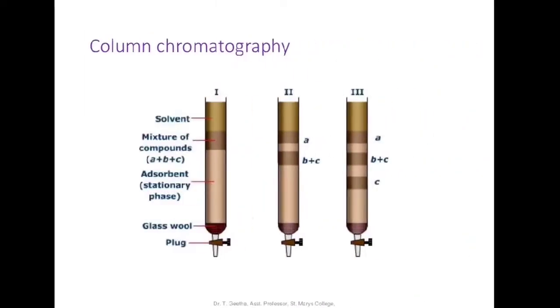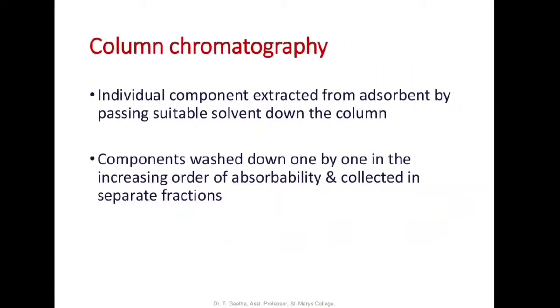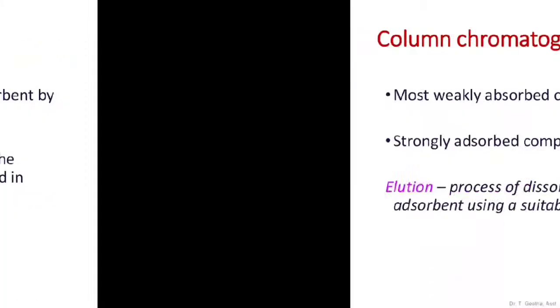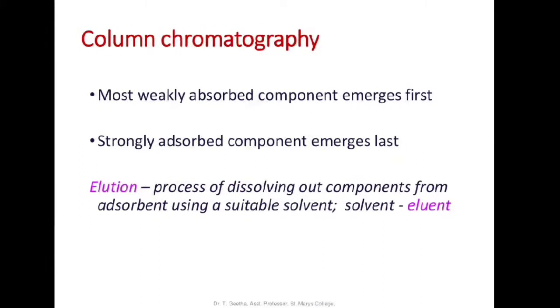As we can see in this image, if a mixture of three components A, B and C is added to the top, then at the beginning the mixture is unresolved. As time passes, the different components separate from one another to form distinct bands that come out of the column at different times. Components are washed down one by one in increasing order of adsorbability and collected in separate fractions. Weakly adsorbed components emerge first. Strongly adsorbed components emerge last.